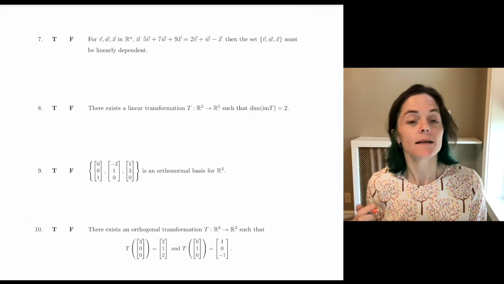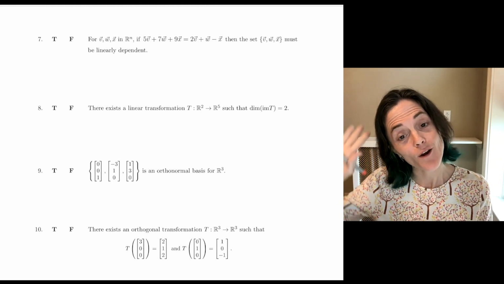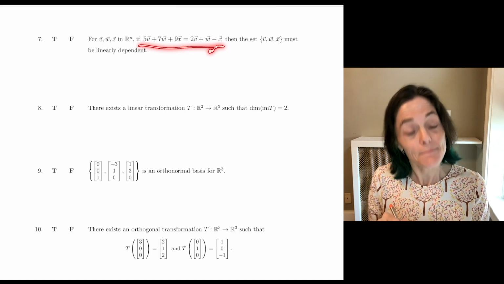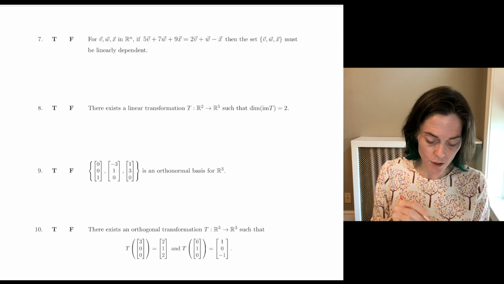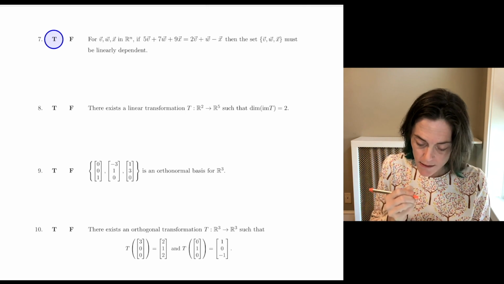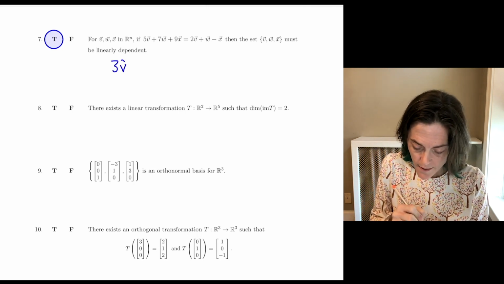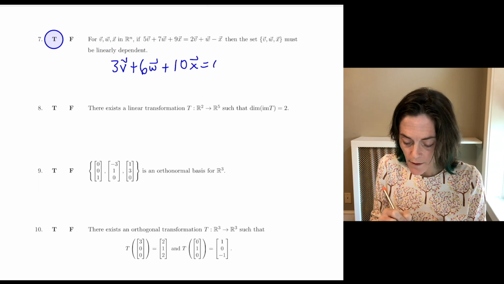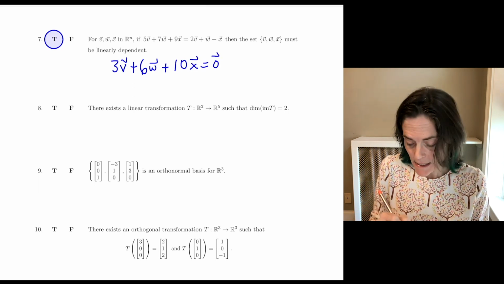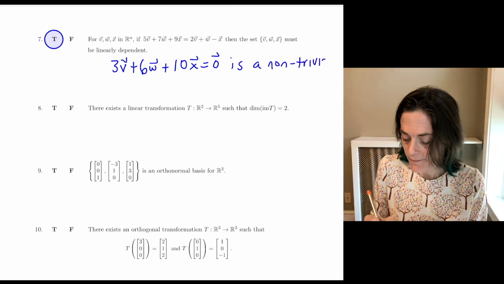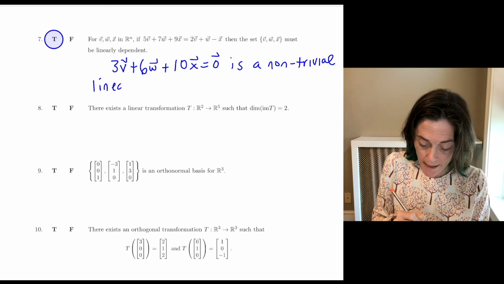Okay, next page. Number 7, V, W, X are in Rn. If this equation holds, then the set must be linearly dependent. This is true. All we need to do is move everything to one side. So if I do that, we would have 3V, we would have 6W, and then we would have 10x equals 0. Well, you see, this is a non-trivial linear relation, and this would say that the vectors are linearly dependent.